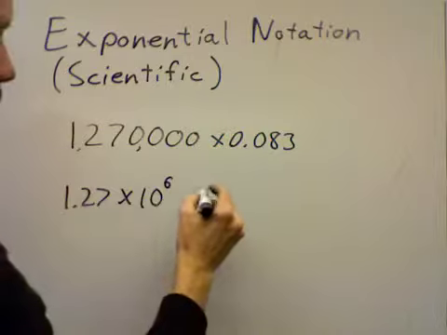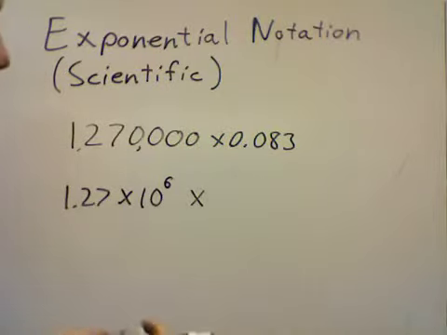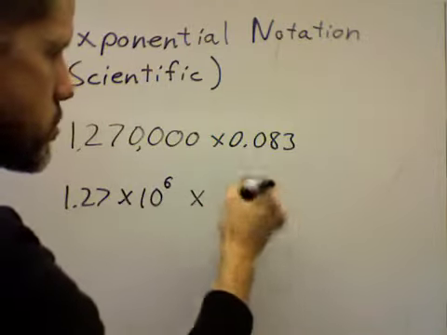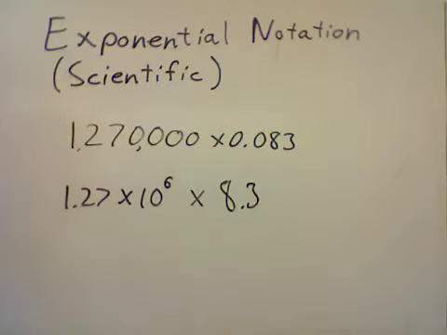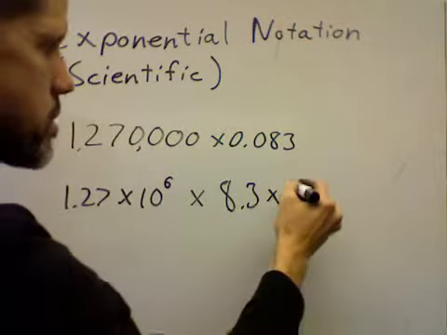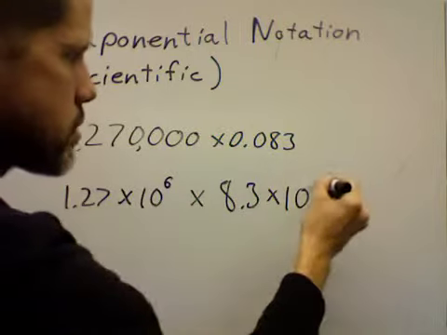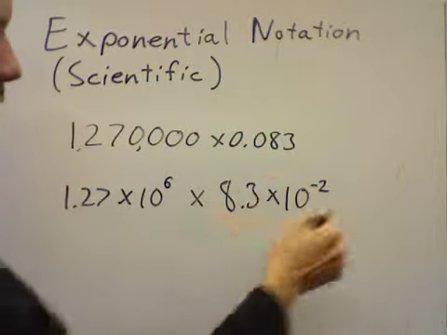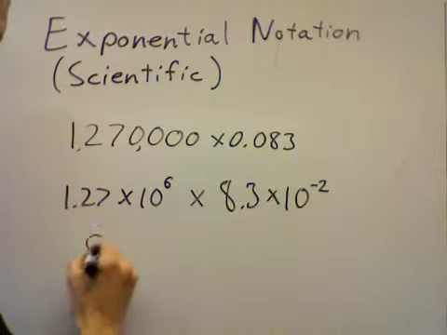Now if I've got a really small number, what I'm going to end up with is a negative exponent. So here what I'd like to do is move the decimal point the opposite way, 2 places. That'll be 8.3, an easier number to deal with. And then I'm going to have my exponent part, so I'm going to multiply by 10, and I moved the decimal point 2 places over, so I'm going to write minus 2 because I'm moving it the other way around.